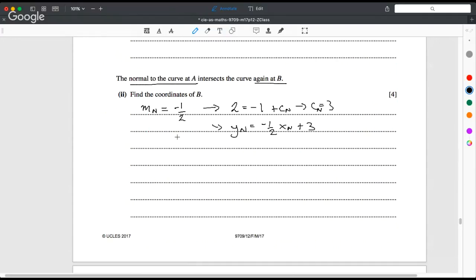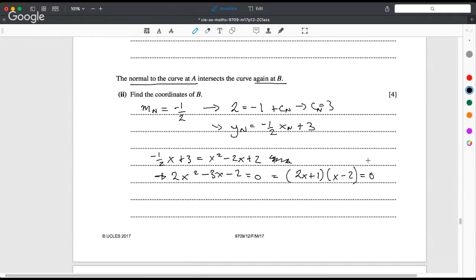So we can set the y values equal to each other. So we get minus 1/2 x plus 3 is equal to the equation of the curve, x squared minus 2x plus 2. And this is the same thing as 2x squared minus 3x minus 2 is equal to 0. And I'm going to factorize that as (2x plus 1)(x minus 2).